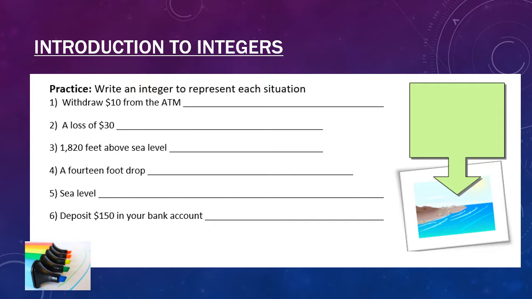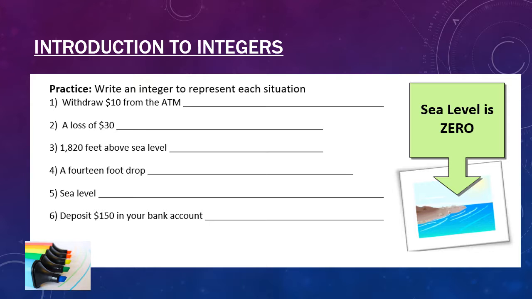Let's look at some practice. If you want to go ahead and pause the video and try this on your own, that's even better. I want you highlighting the keywords and then writing the integer for the situation. Before we get started, let's remember that sea level is 0. Whenever you see the word sea level, and the SOL test loves that word sea level, make sure you know that that is 0. So write that down.